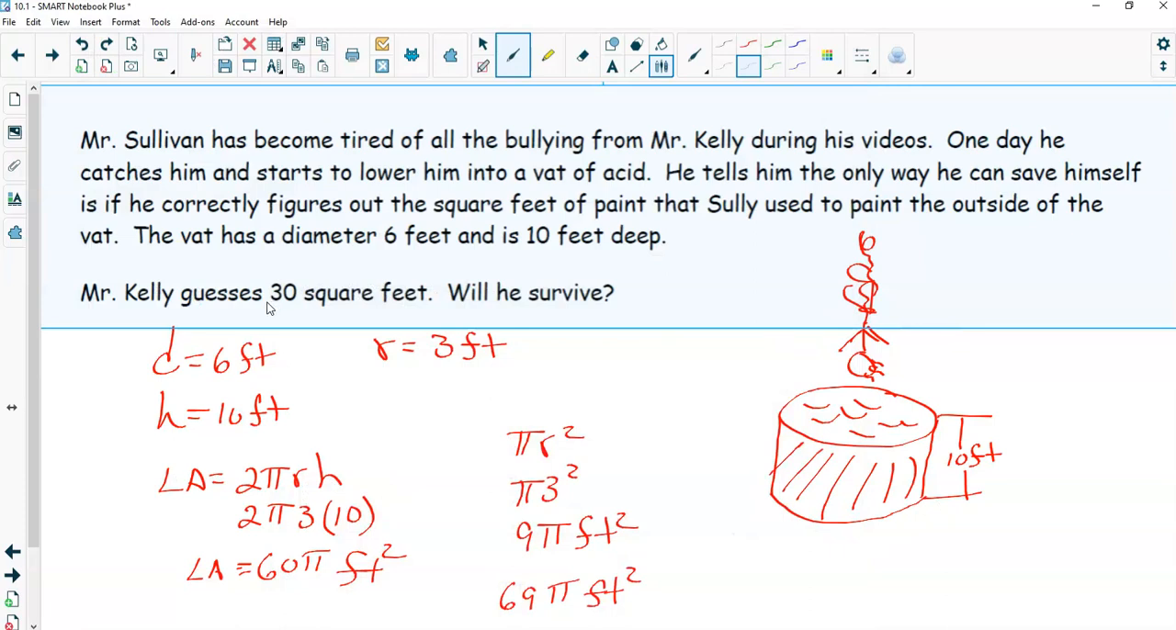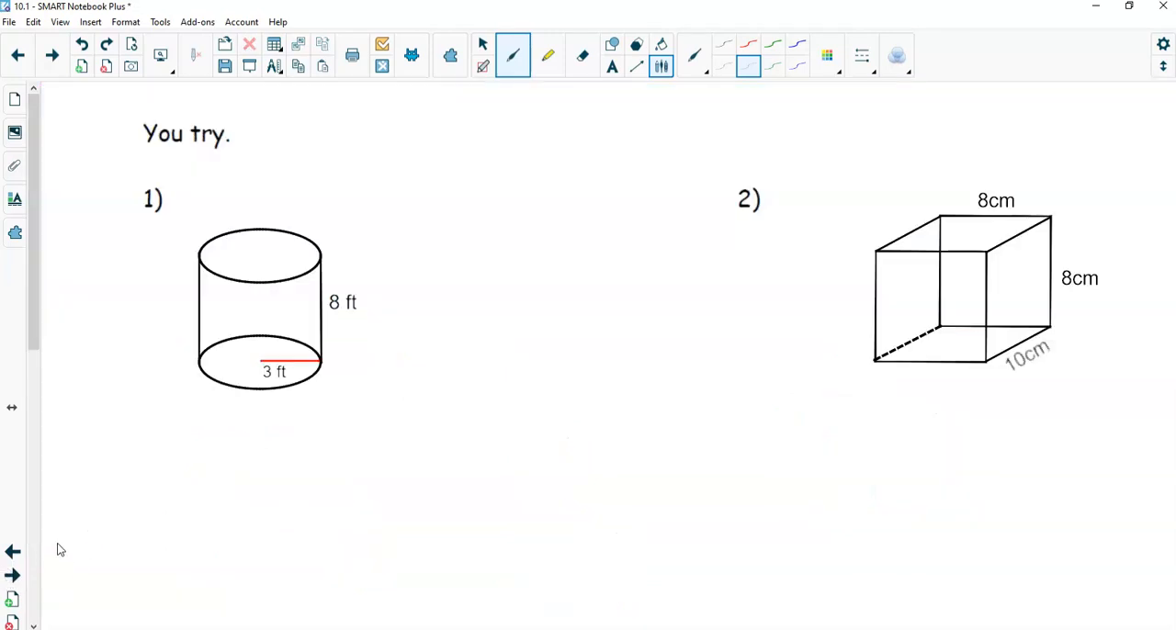He said 30 square feet. Wow, he's way off. Poor Mr. Kelly. I guess he's going in the acid. Okay, so I'm sorry for Mr. Kelly. So let us do another problem. Here, you try these two. You find the surface area of both of these, the cylinder and the square prism or rectangular prism. And then, stop the video and then come right back and see how you did.